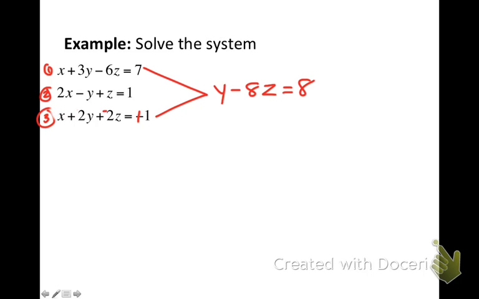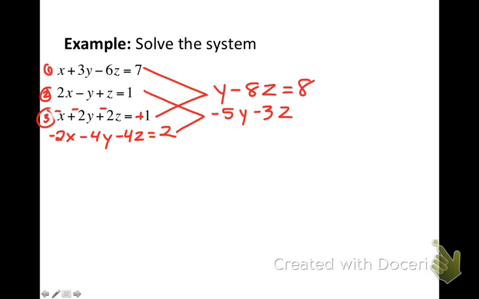2 and 3? Yeah, okay. Multiply 3 by 2. Well, okay, so we keep those all negative, sure. So if we double everything in line 3, keeping the negatives, that makes it become a negative 2x minus 4y minus 4z is equal to positive 2. So then combining 2 with my new 3, my x's go away. I now have negative 5y and minus 3z is equal to 3.